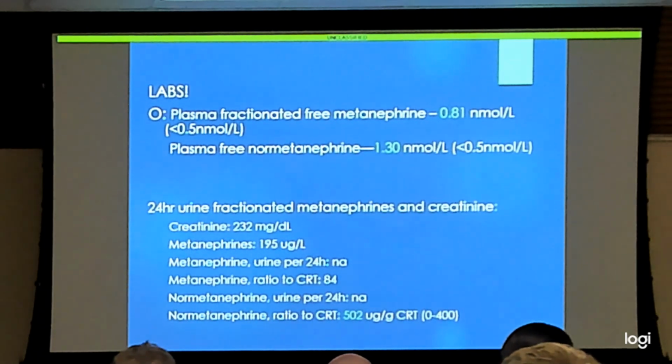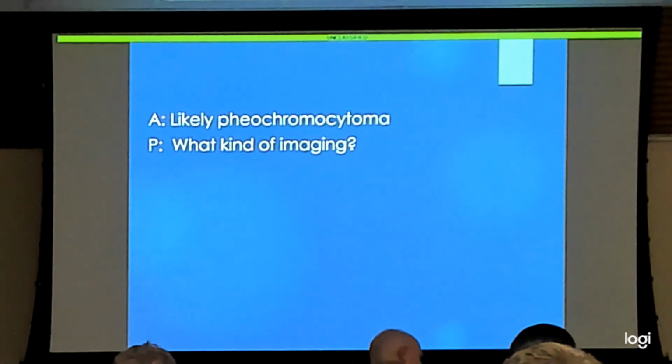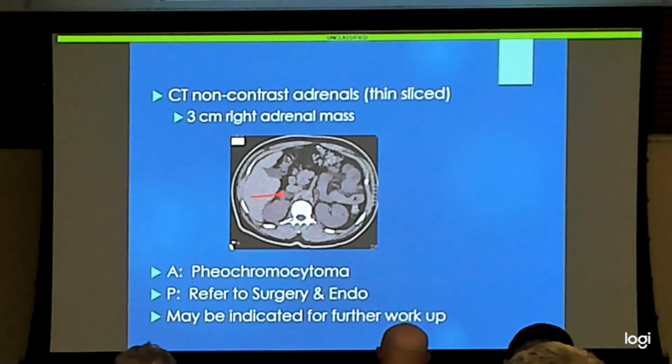Non-contrast, also CT of adrenal glands, thin little slices. Good job. All right, I got that. So non-contrast, good job. Adrenals, thin slices, 3 centimeter right adrenal mass. Good job. So you got a few. Right. Kick them off to endo, and surgery obviously because that needs to come out.